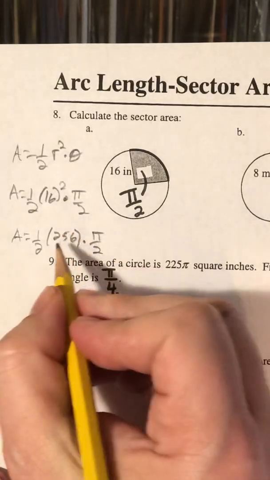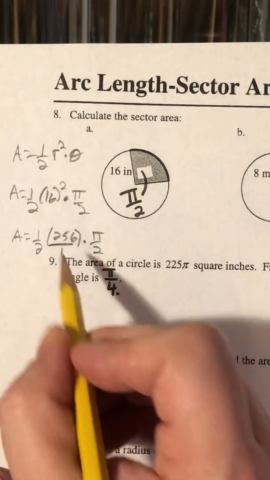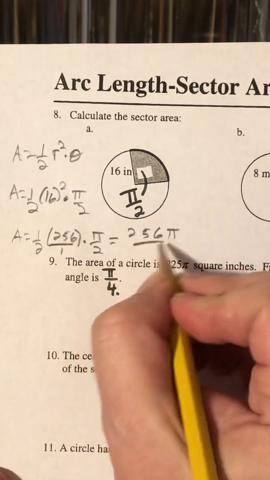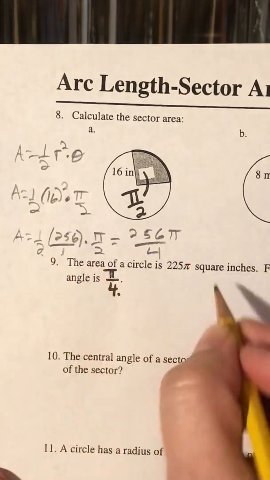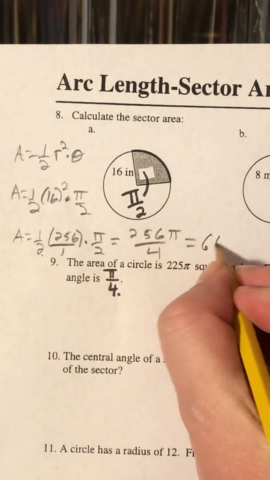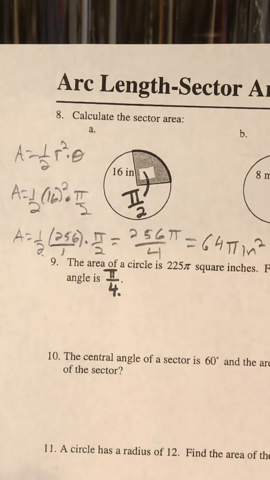Okay. Let's say that I write that 256 as 256 over 1. Then the area is going to be 256 pi over 4, because 2 times 1 times 2 is 4. So all I got to do to finish simplifying that is divide 256 by 4. And my answer is going to be 64 pi inches squared. So that's the sector area for that one.